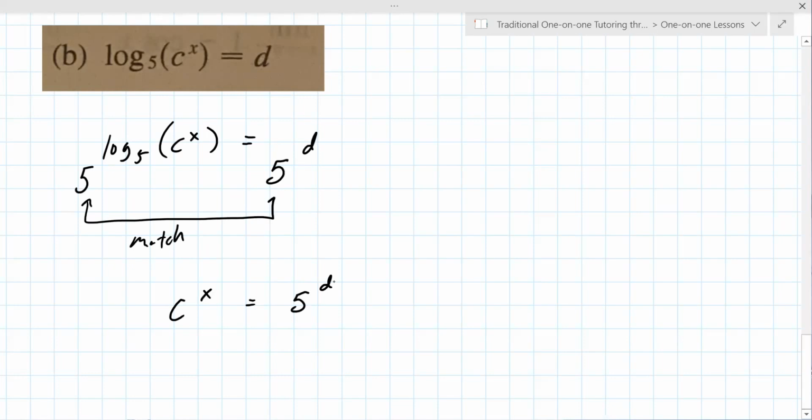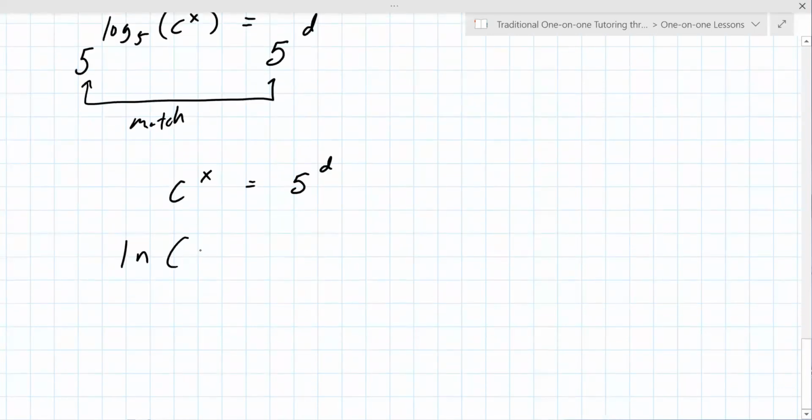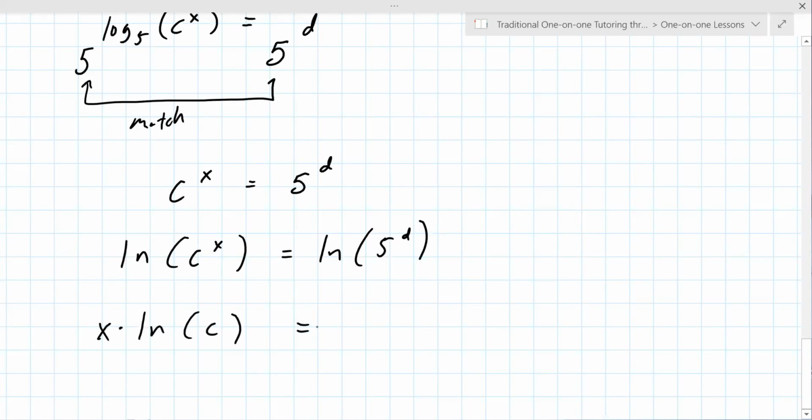Okay, and now you got to undo c. You got to get x out of the exponent. The only way to do that is with ln. Natural log c to the x equals natural log 5 to the d. This becomes x times natural log of c. And then you got to divide both sides by the natural log of c.